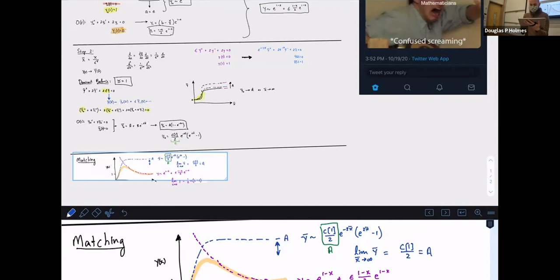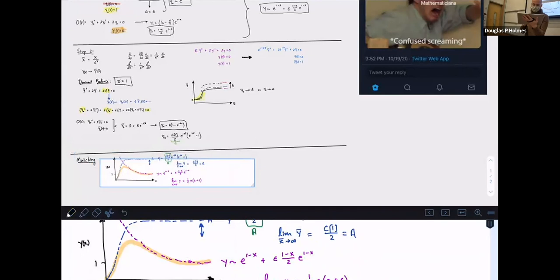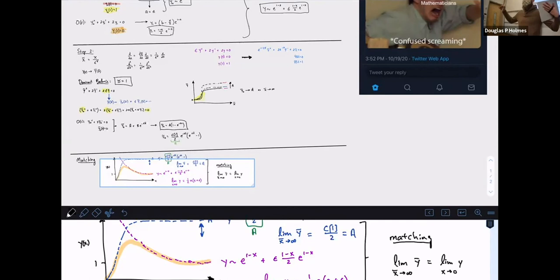So we have to say over here the limit as x bar goes to infinity should equal the limit of y as x goes to zero. These two curves, we know they're going to each work well in their respective domains. And as they head towards the other domain, they should approach the same value because they have to. We're looking for one continuous solution that works over the entire domain. We have an approximation that works for large x, an approximation that works for small x. As the good approximation for large x gets smaller and the good approximation for small x gets bigger, they should at some point approach the same value.